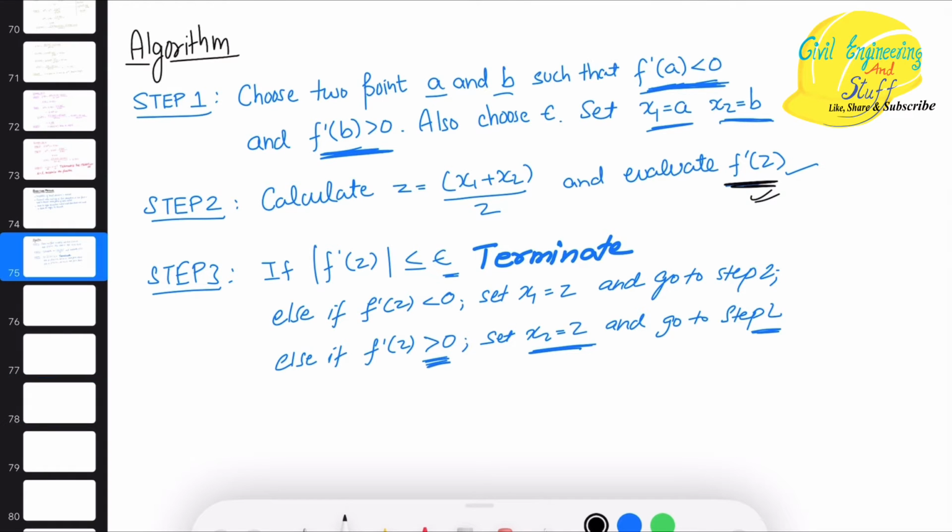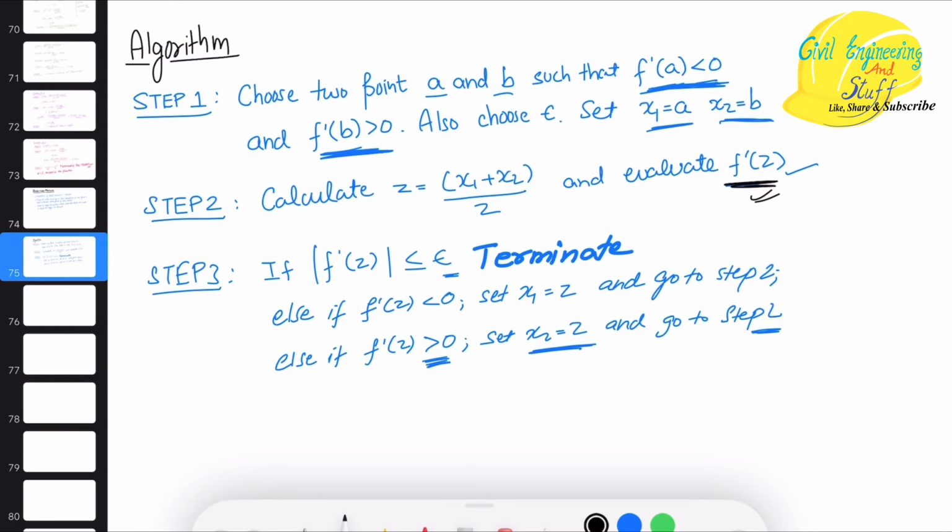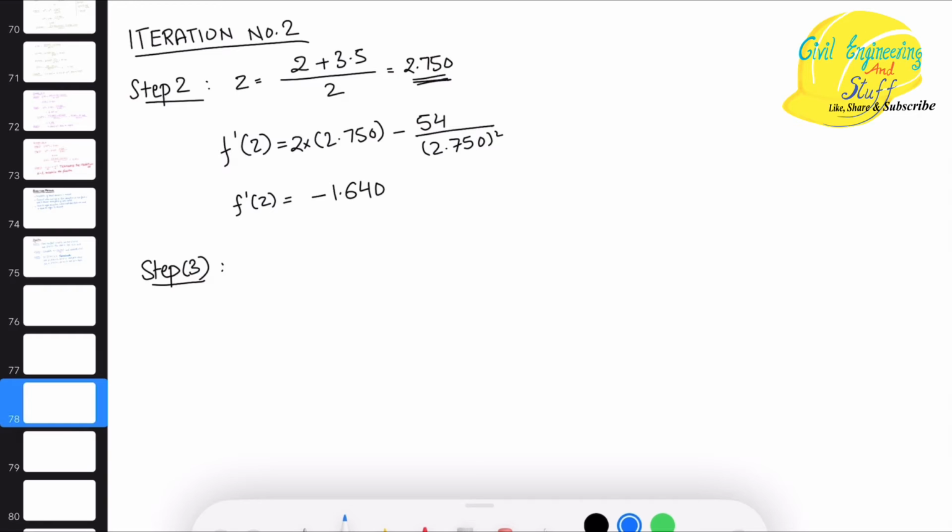Let's see if this value is less than or equal to the smallest number. So we will move to step 3, and like I said, the value is in mod. So mod of minus 1.640, anything inside mod is always positive, gives 1.640, which is not less than 10 to the power minus 3. So we cannot terminate the program.